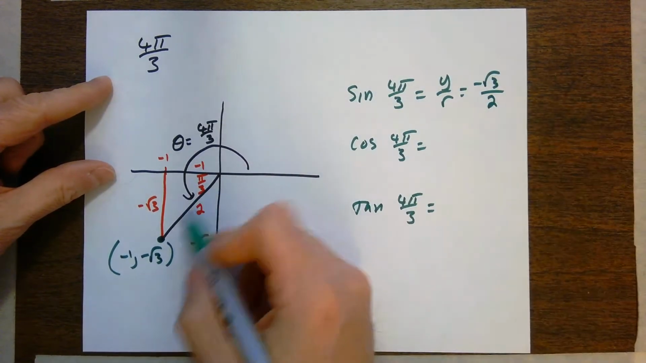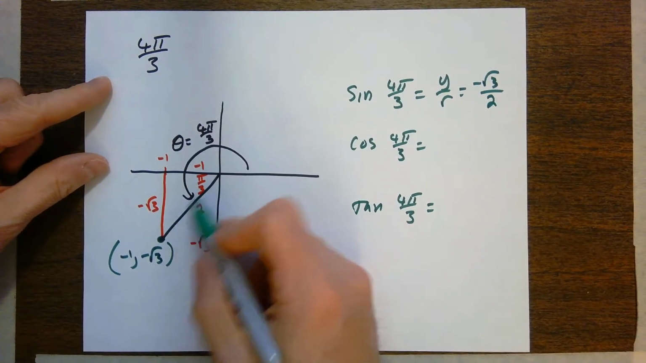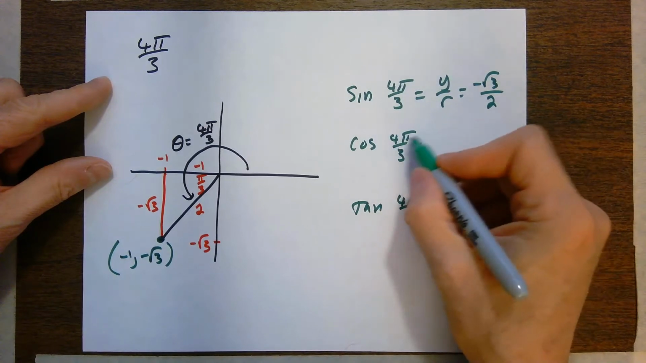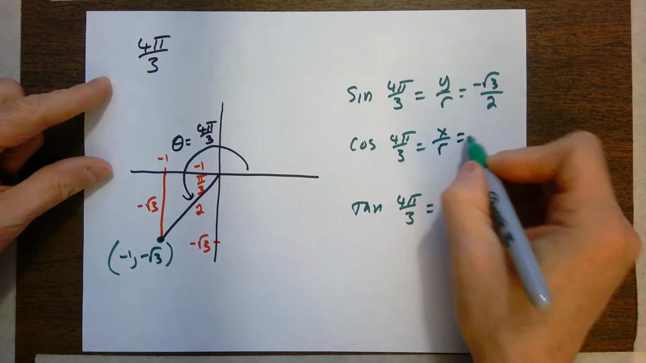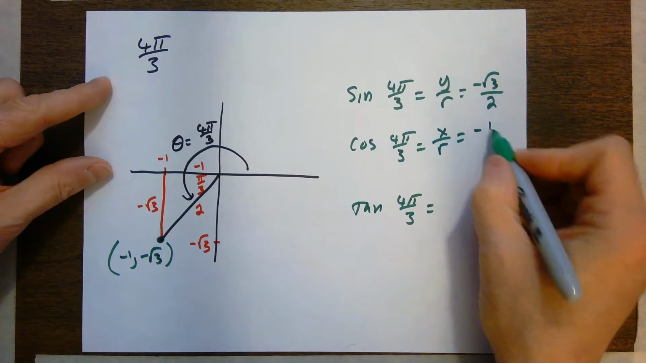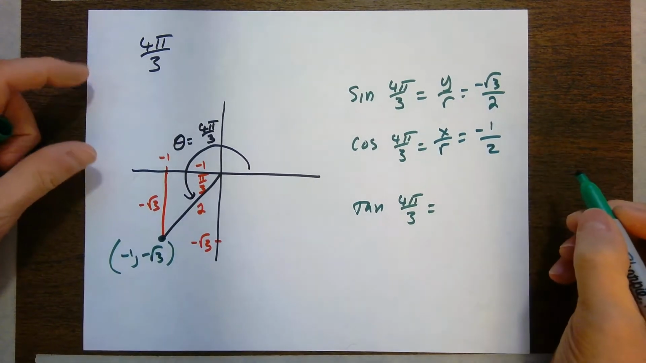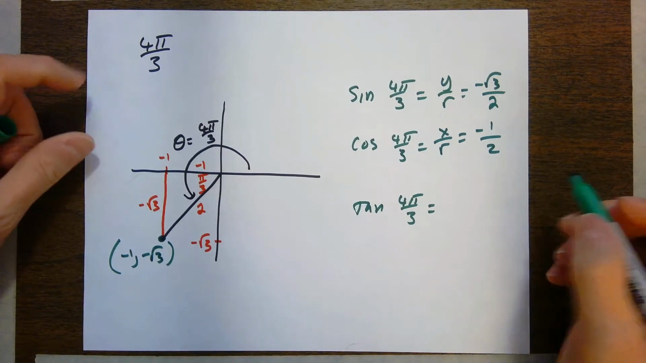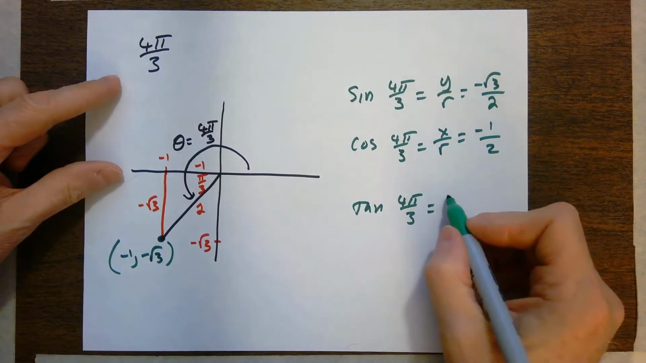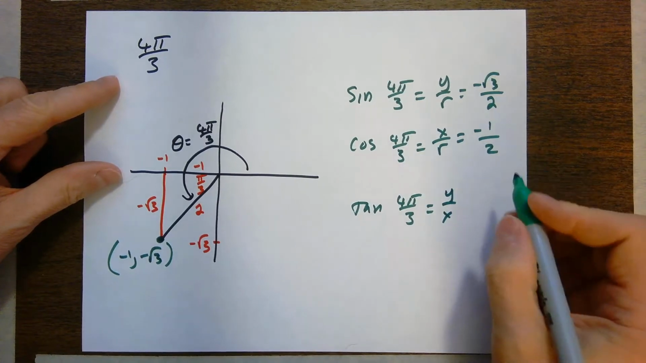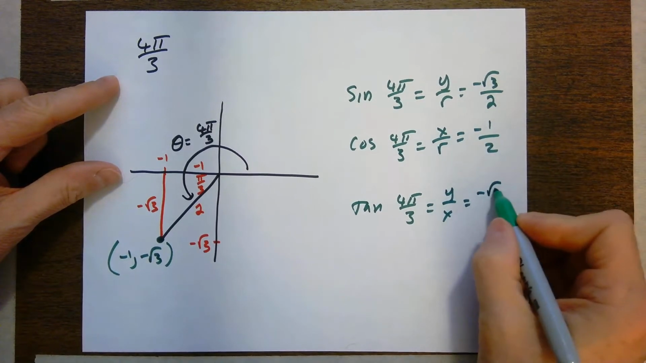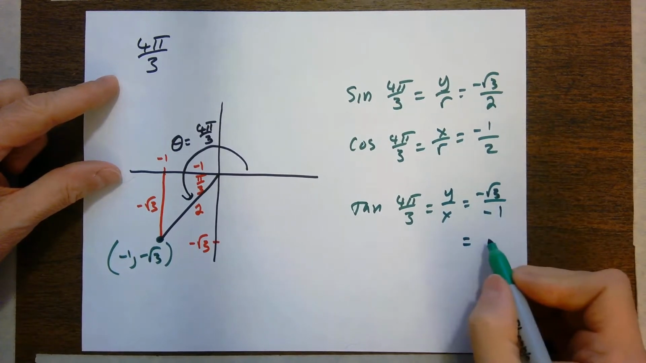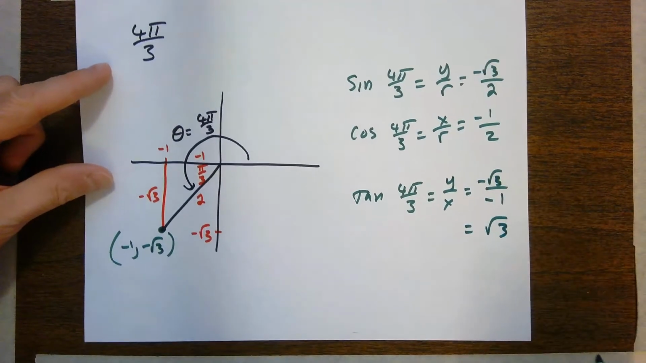over 2. Notice the r value is always going to be positive. Distance is always going to be positive. The cosine of 4 pi over 3 is going to be x over r. What's the x value? -1 over 2, so -1/2. And then finally, what's going to be the tangent of 4 pi over 3? The y value over the x value, which will be -√3 over -1, or just √3.